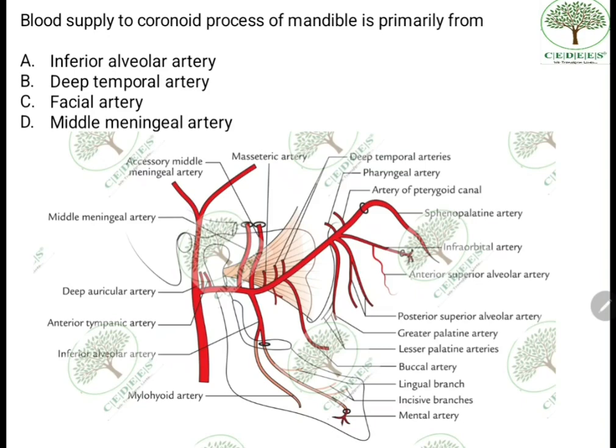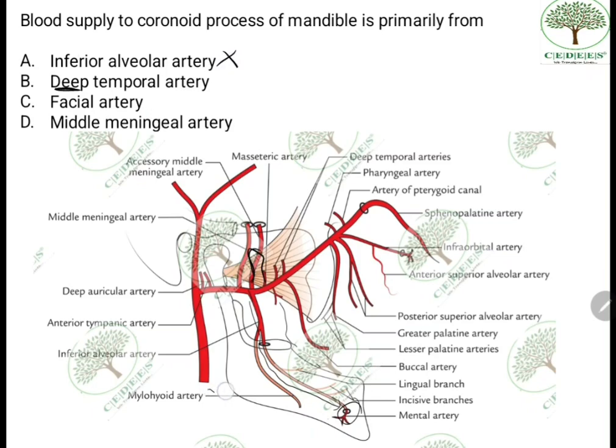Now coming to the next question, blood supply to the coronoid process of the mandible. To understand the answer to this question, just keep in mind this diagram. You can see this is a cut mandible. The coronoid is missing, but you know it's going to be somewhere here. Now look at all the options. Our inferior alveolar artery, as we know, is a branch of the maxillary artery, and it's going to enter the mandible through the mandibular foramen, pass through the mandible body and end at the mental foramen. So it's not really anywhere near the coronoid. It's going to enter the mandible before that. So we can eliminate this one.